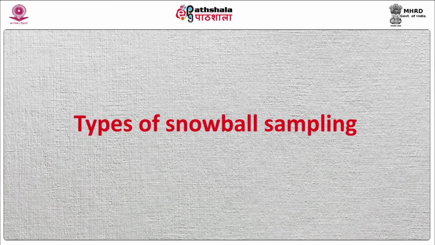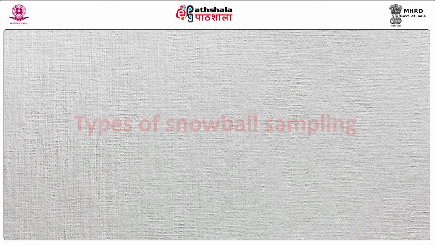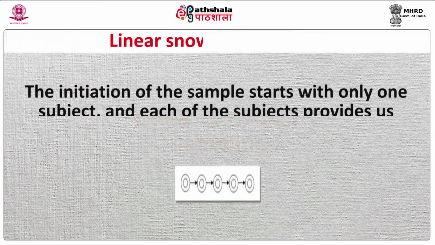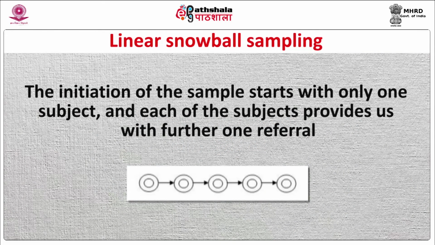After doing a careful analysis of the subject under study, the researcher asks for some help from a subject expert to identify people with similar characteristics or traits so as to carry on with the research work under process. There can be different types of snowball sampling. First, the linear snowball sampling. The initiation of the sample starts with only one subject, and each of the subjects then provides the researcher with one further referral.